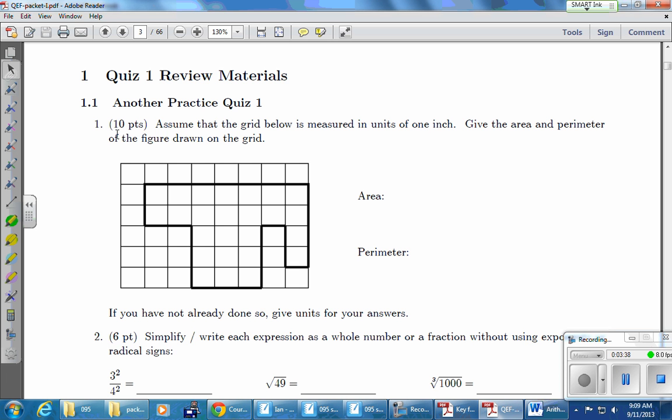Another practice quiz. We haven't seen the first practice quiz. The first practice quiz is in the blue packet. We will see it together, all right? But this is an additional practice quiz in addition to the one in the blue packet.